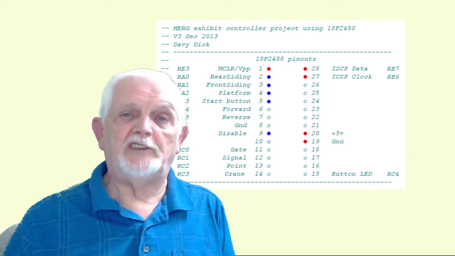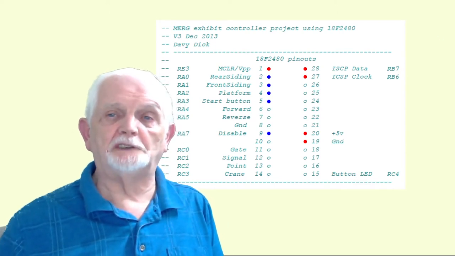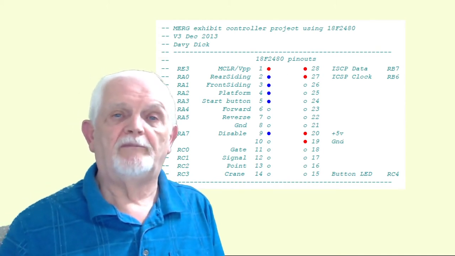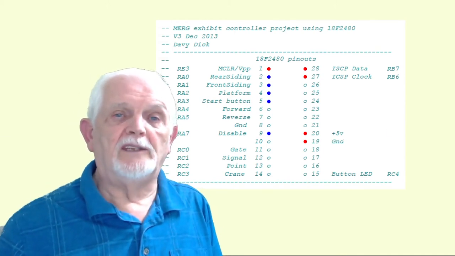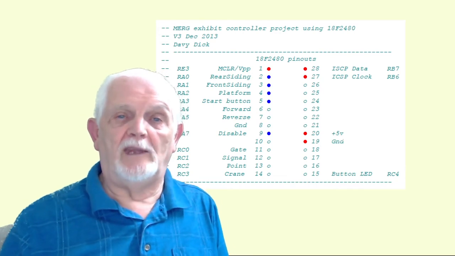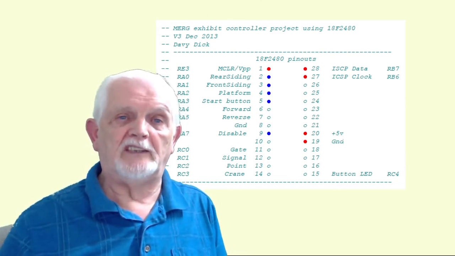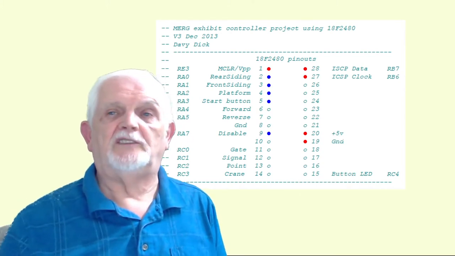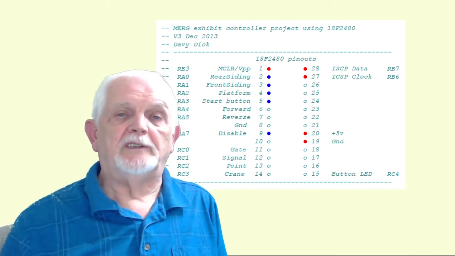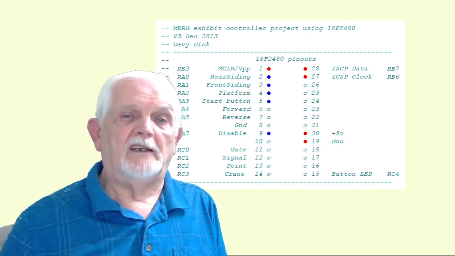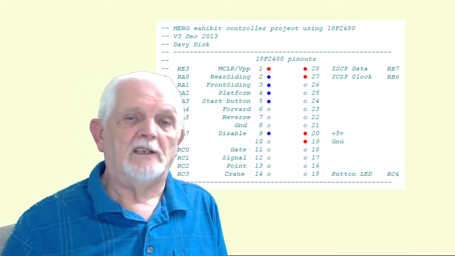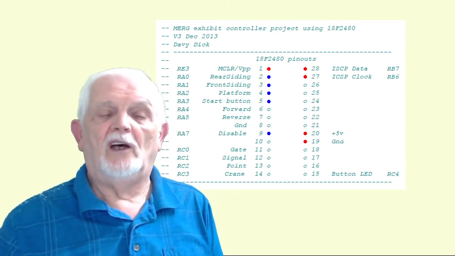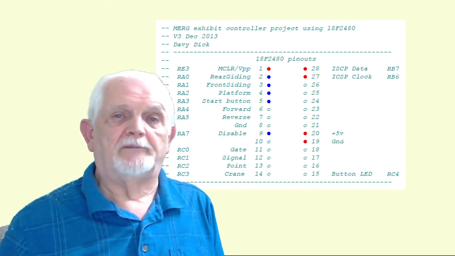The red dots you see there are the pins that are used for the ICSP. That's the ones we use to program the chip. And the blue dots you see there are all inputs coming from track sensors. So the blue dots are the track sensors, and the other dots that you see there that are clear, like the gate, the signal, the points, the crane and so on, are all outputs.